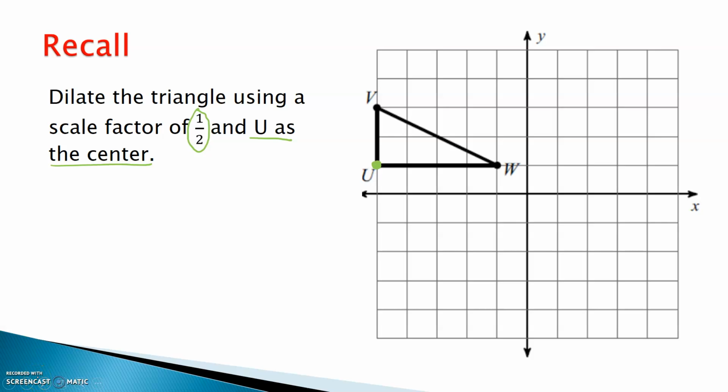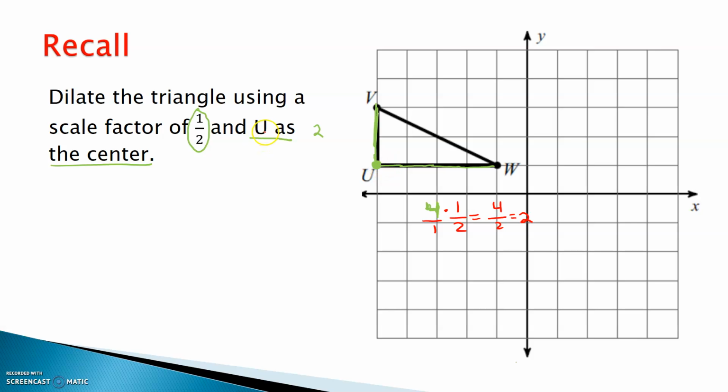So I'm going to actually count the spaces. This was 1, 2, 3, 4 spots, a distance of 4. And the distance from U to V was 2. Now I have to apply my scale factor of 1/2. How do I do that? You multiply. What's 4 times 1/2? It's 4 over 1; you multiply across the top and get 4, across the bottom you get 2. What's 4 divided by 2? 2. It's a reduction, so you're making it smaller.